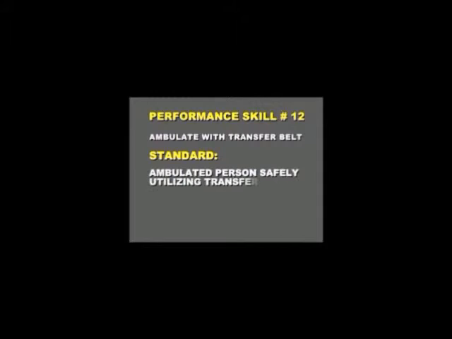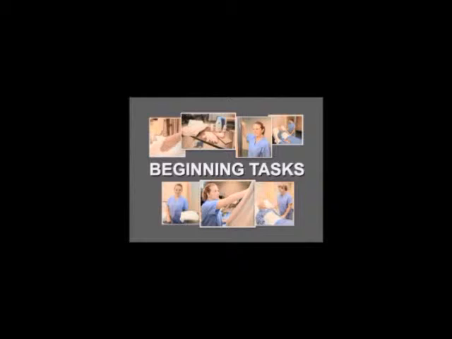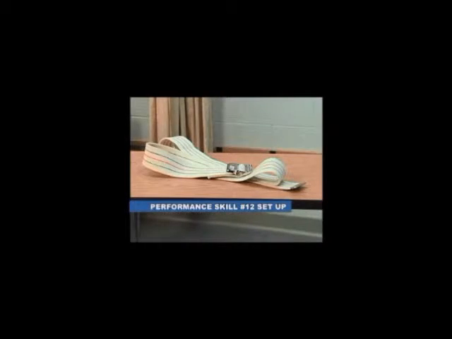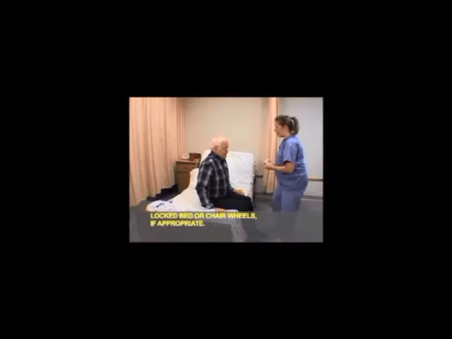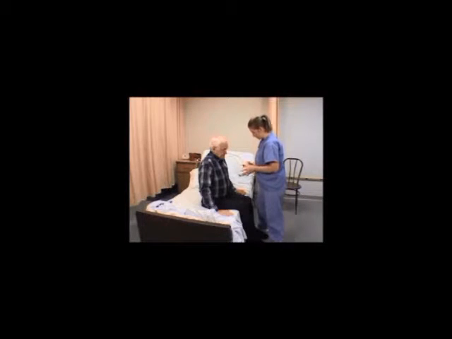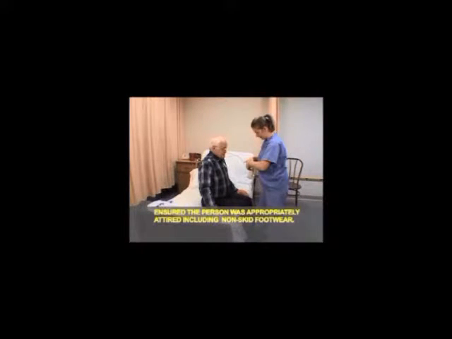Performance skill number 12. Ambulate with transfer belt. Standard: ambulated person safely utilizing transfer belt. May be tested in the classroom or in the clinical setting. Locked bed or chair wheels if appropriate. Ensured the person was appropriately attired, including non-skid footwear.